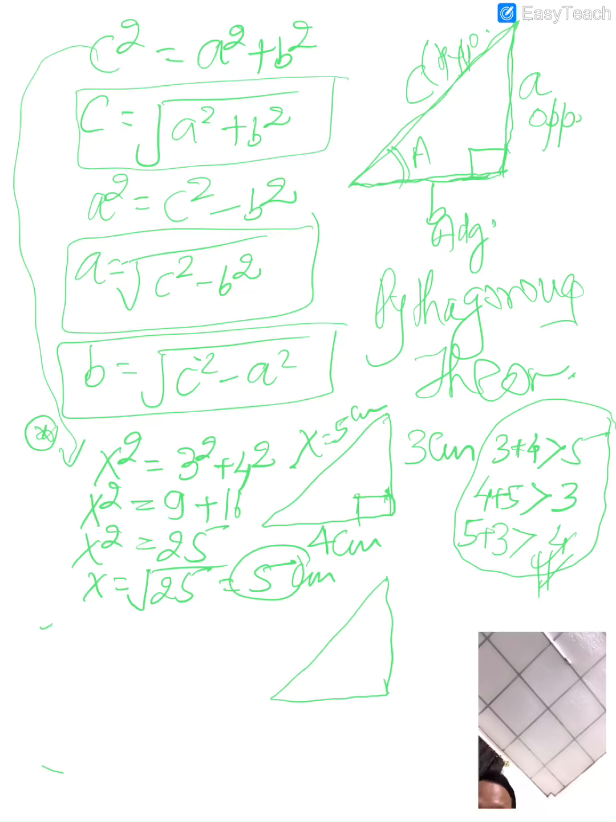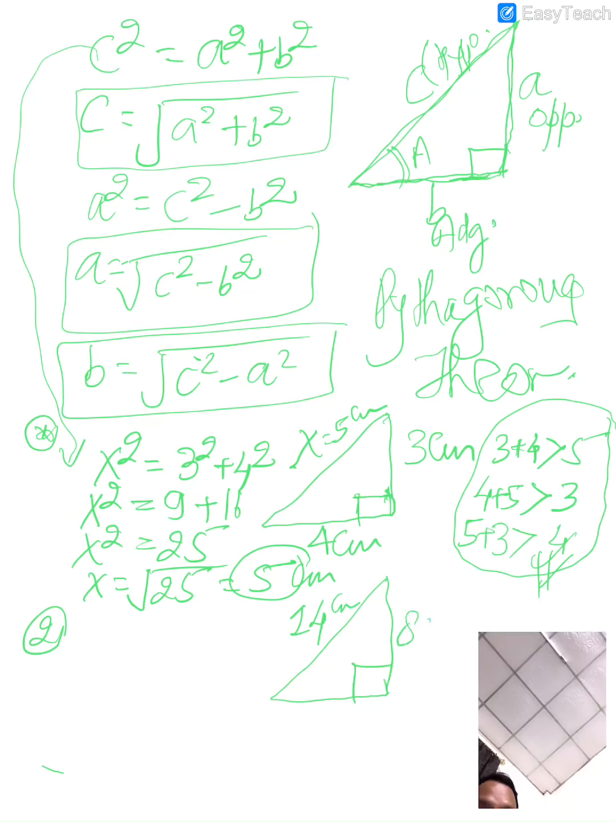Now the second question we are going to do, here is a right angle triangle, and suppose 14 centimeters is the hypotenuse, and this one is 8 centimeters, and you want to find x, meaning this value. So practically, as you know, here is A or B. If you go to the formula here, you can use this formula, and you will write B square is equal to the longest side square, C square minus A square.